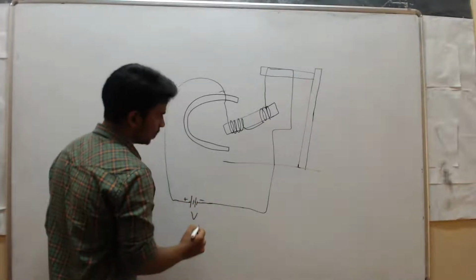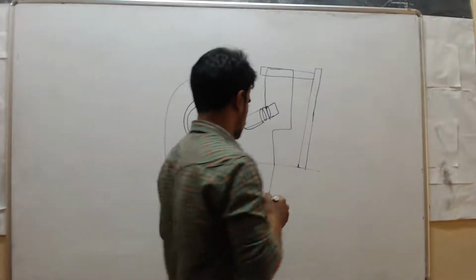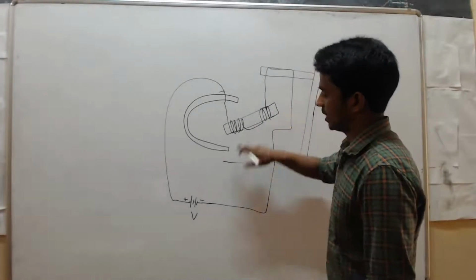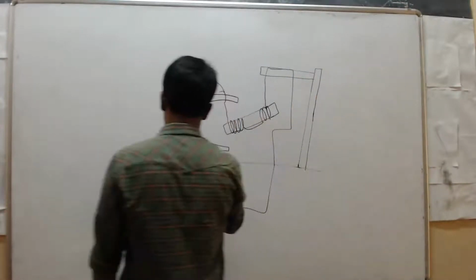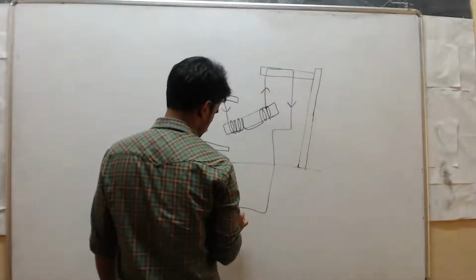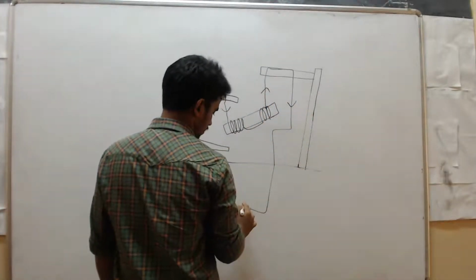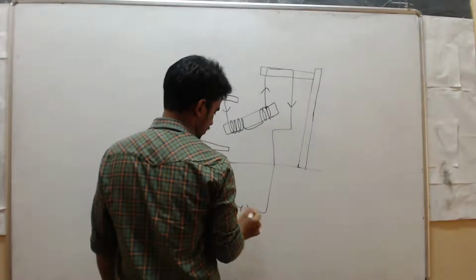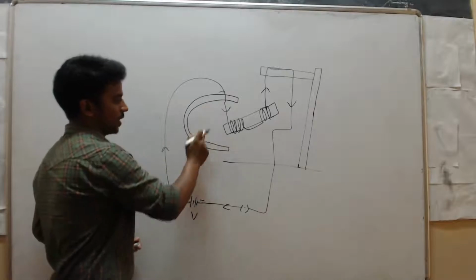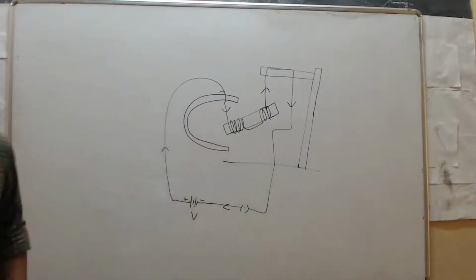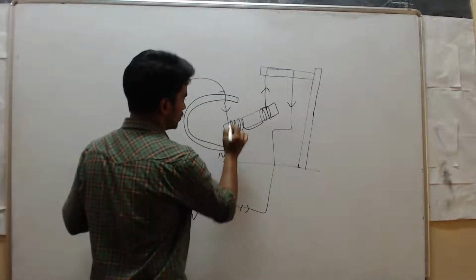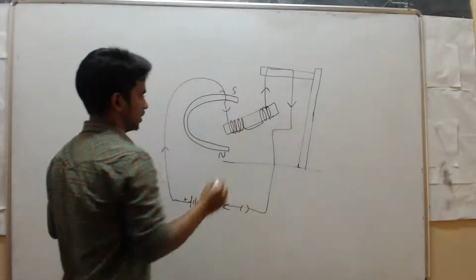This is the battery. Now this is a one conductor, say a soft iron core, connected like this. This is the current direction. Now this is a horseshoe magnet. This is the north side and this is the south side.